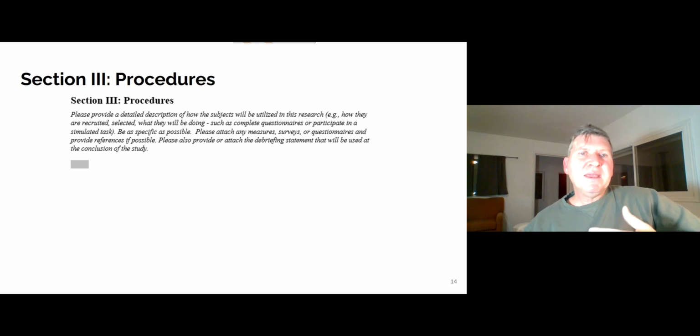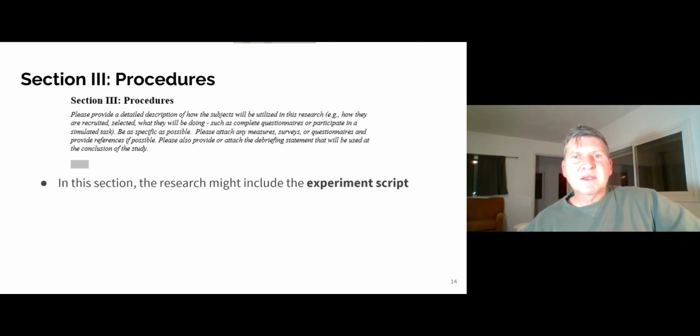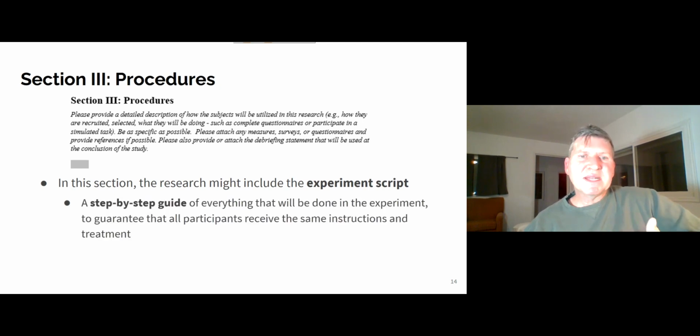In section 3, we talk about the procedures, and this is a more detailed aspect of what you're going to be doing. So you might include the experiment script. This is a step-by-step guide of everything that's going to be done in the experiment to guarantee that all the participants receive the same instructions and treatment.